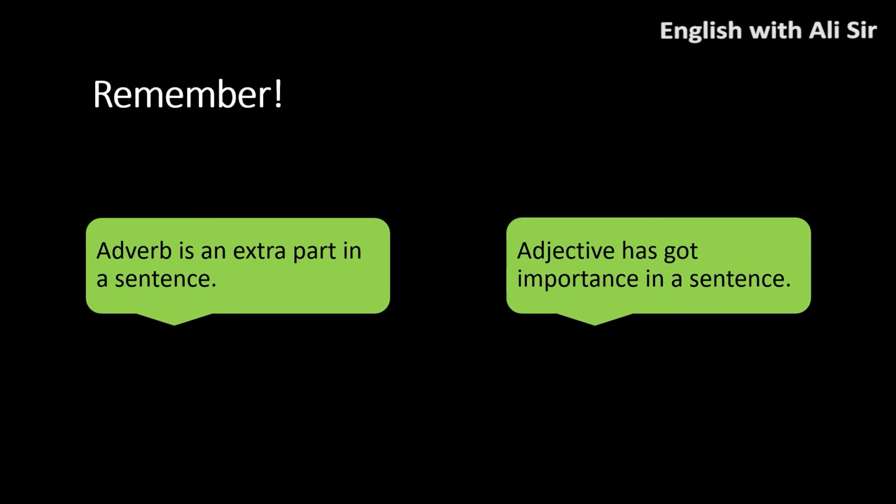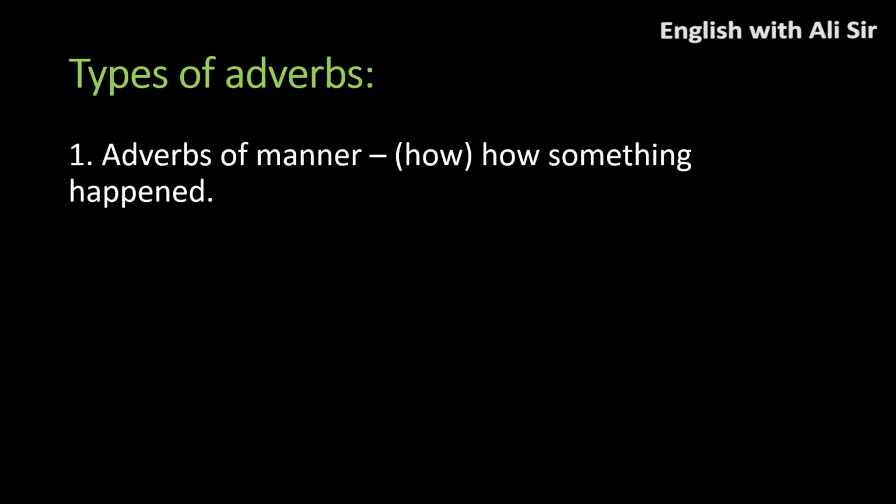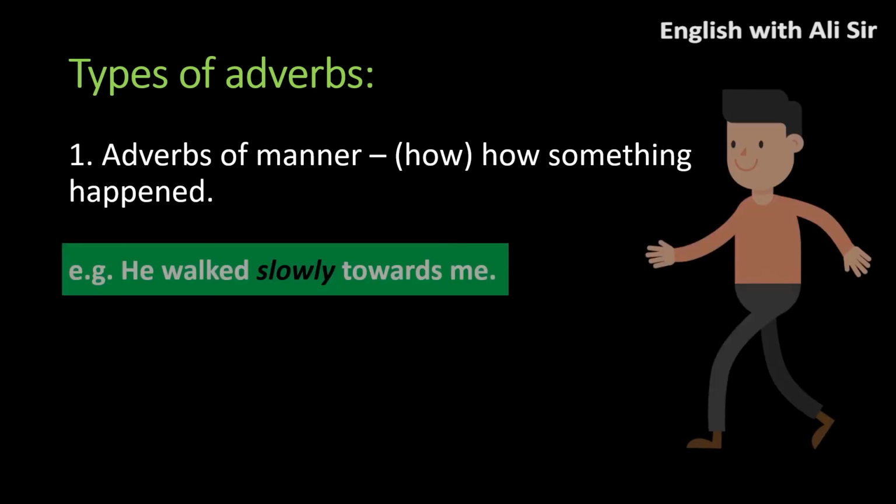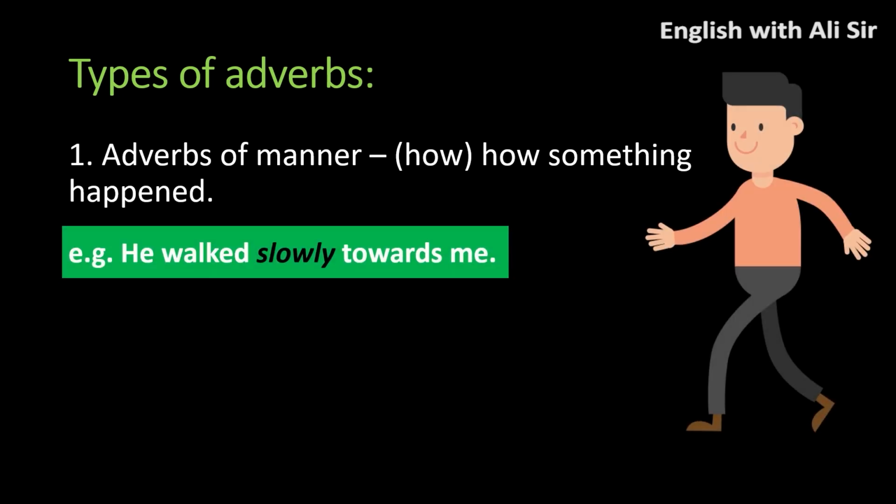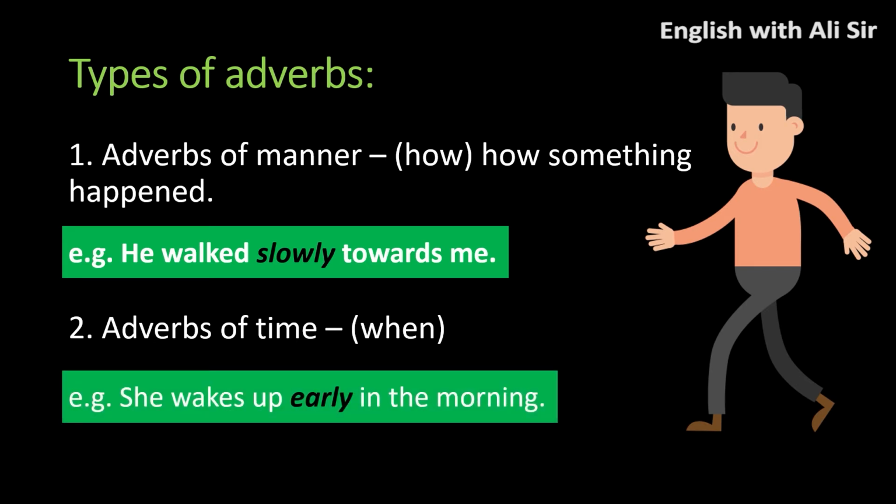We can discuss a couple of types of adverbs here. First type of adverb is adverbs of manner, and they show how in a sentence. For example, he walked slowly towards me. Then there is the second type of adverb, that is adverbs of time, which show when. She wakes up early in the morning.